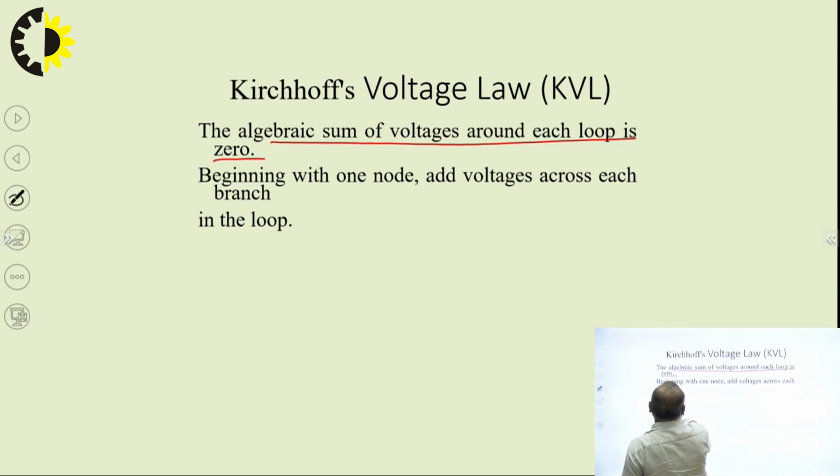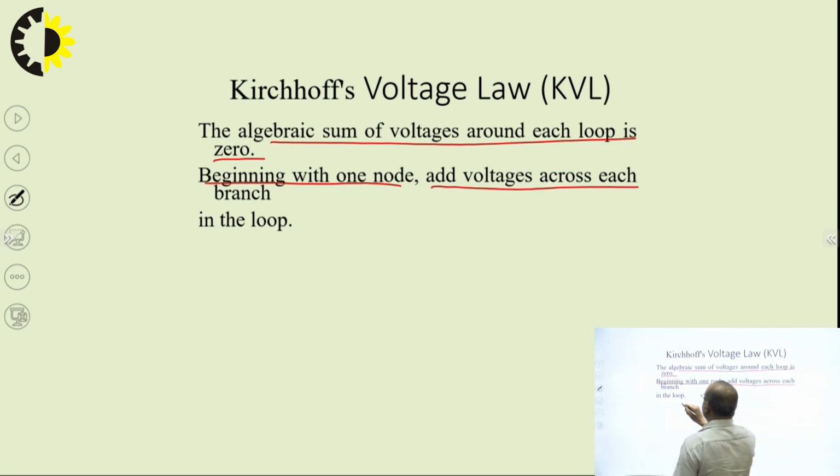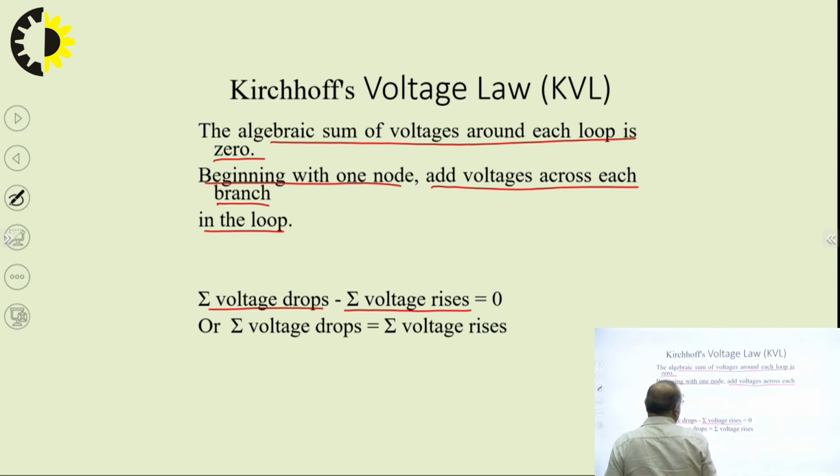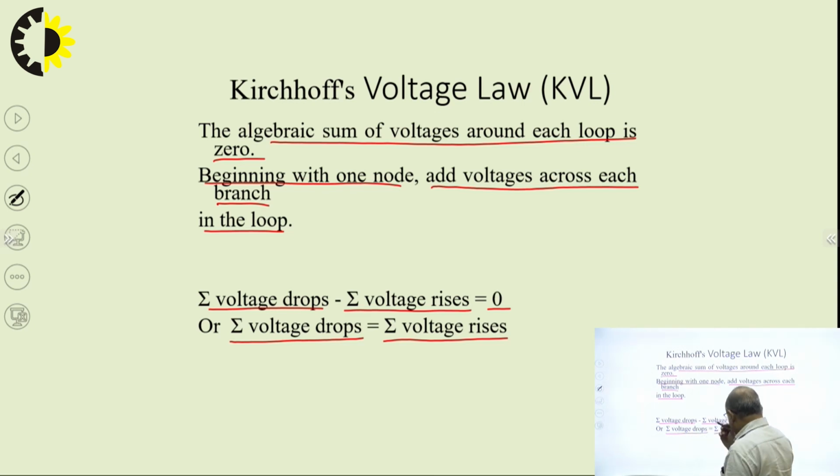So, what is the procedure? Beginning with one node in the loop, add all the voltages across each branch in the loop, and then the algebraic sum of all the voltage drops minus the algebraic sum of all the voltage rises is 0. This is KVL basically. Or we can also write that the algebraic sum of all the voltage drops is equal to the algebraic sum of all the voltage rises in the loop.